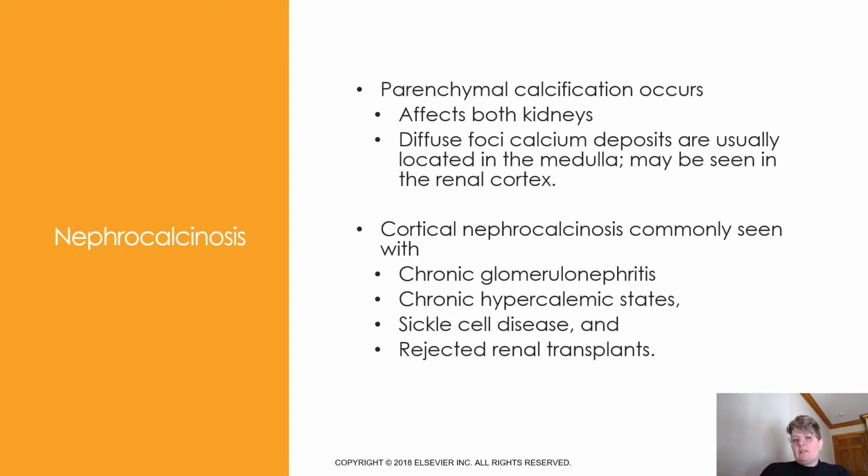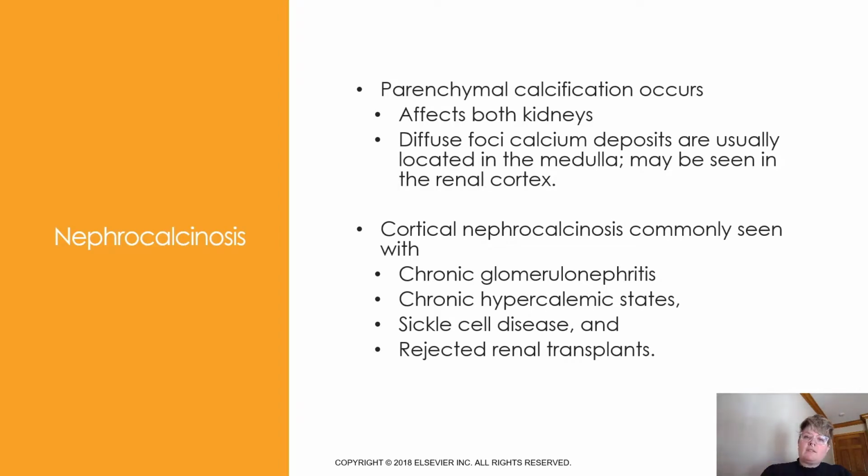There are two different subtypes of nephrocalcinosis. We can have parenchymal calcifications, or we can have pyramid calcifications. So typically with the parenchymal calcifications, they're going to affect both kidneys, because again, this is an infection that's going on through the body. And then there's going to be calcium deposits that are abnormally left in the kidney because of this infection.